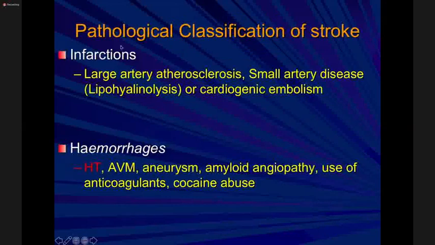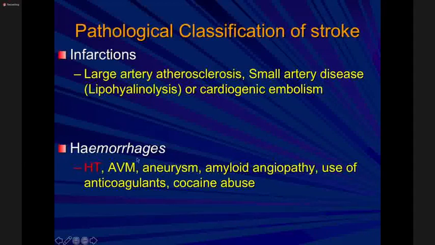So pathological classification, I'm repeating the same: infarctions and hemorrhages. Infarctions could happen for several reasons. It could be large artery atherosclerosis, or it could be small artery disease like capillaries, I told you, or when in small arteries, when you have had high blood pressure for a very long period, the blood vessels undergo a pathological change called lipohyalinosis, and these blood vessels tend to get blocked, and you may get tiny little infarcts. So those are called lacunar infarcts, and this is small artery disease. Or it could be cardioembolism.